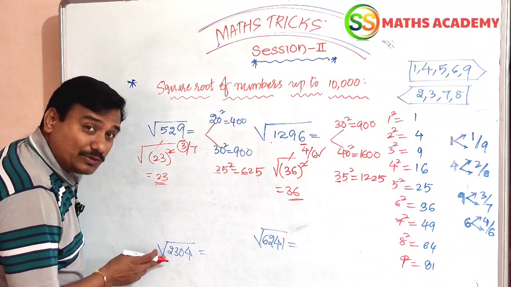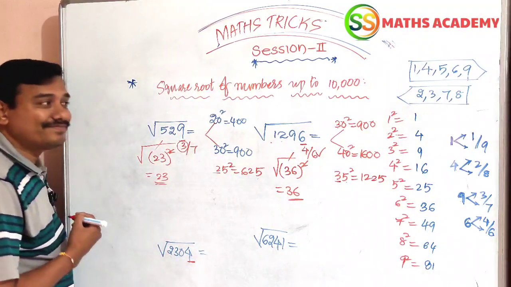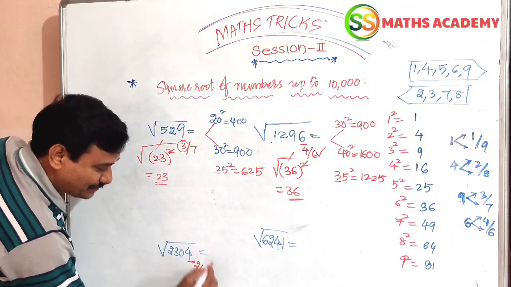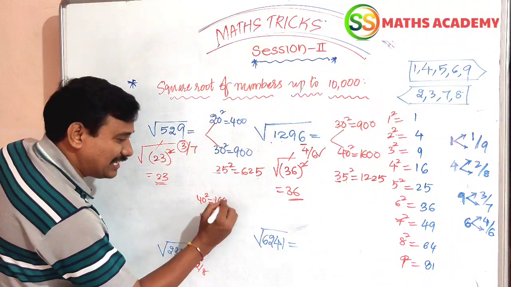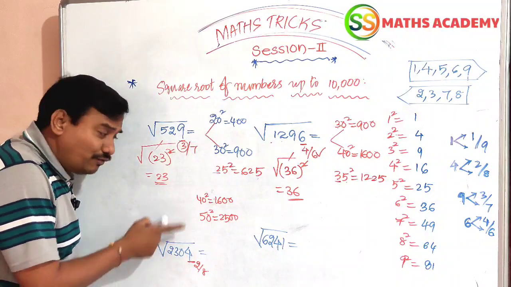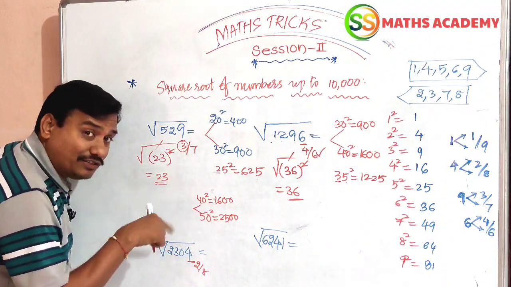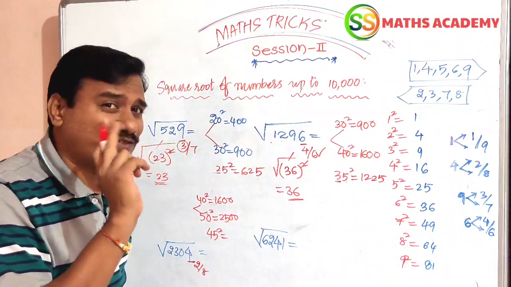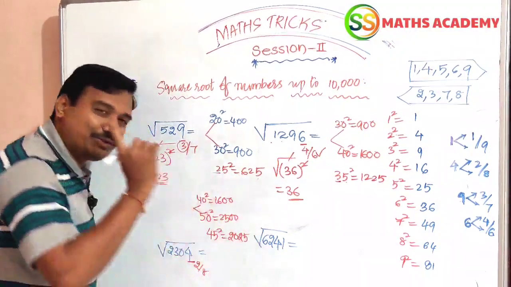Now let us see one more good question. The square root of 2304. Here the unit digit 4 comes from 2 and 8. Here 40 square is 1600, 50 square is 2500. This value will be between these two squares. Between these two, 45 square. By the knowledge of session 1, 45 square is very easy: 2025.